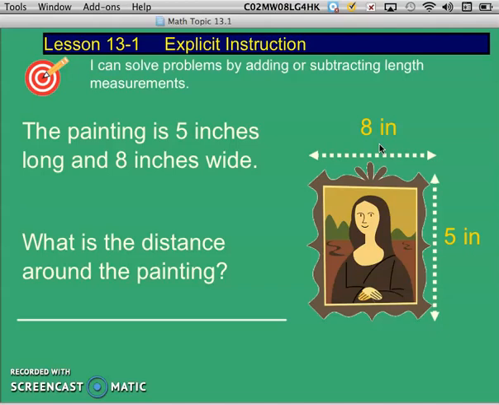On the line, you will add 8 inches plus 5 inches plus another 8 inches on the bottom and 5 inches to the left. Write your numbers on the line, add them to find your final answer. I will give you a minute to do your calculations.